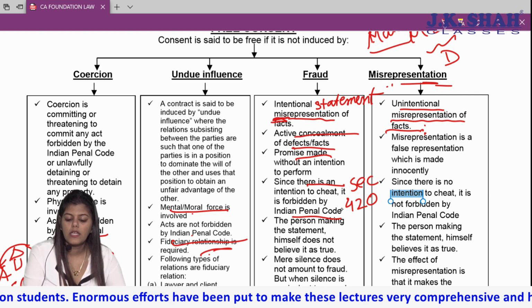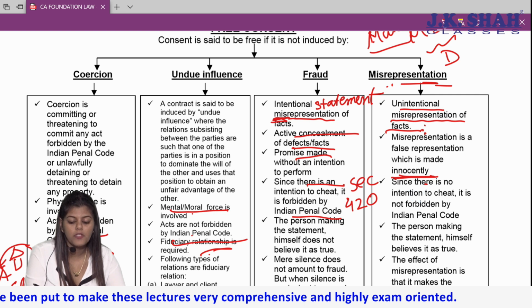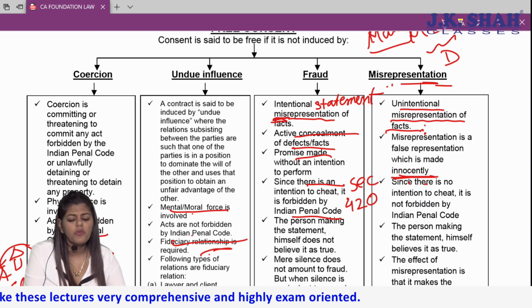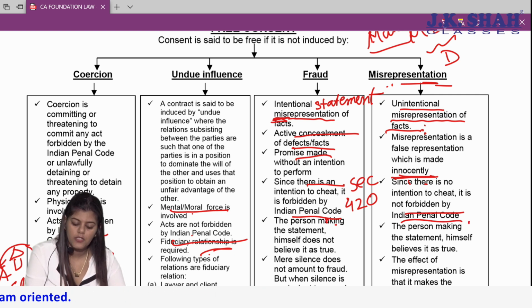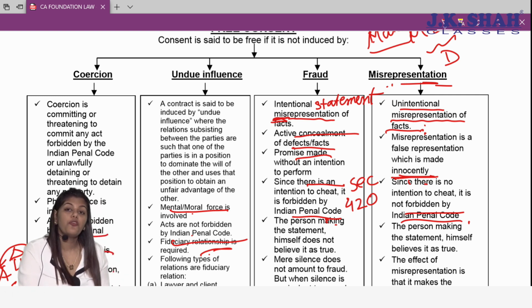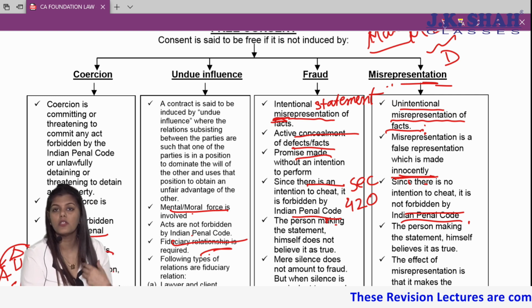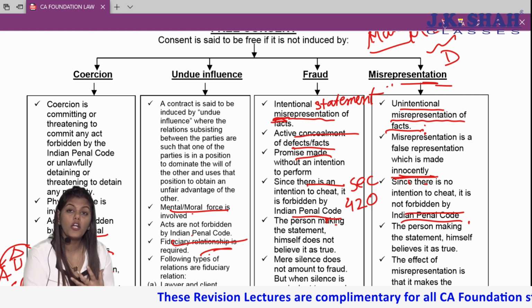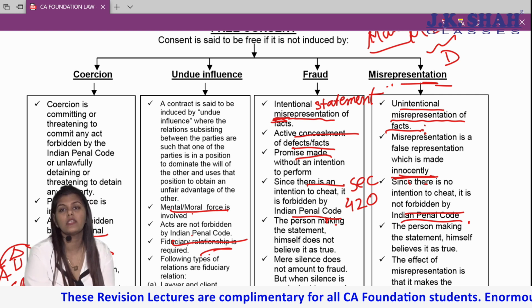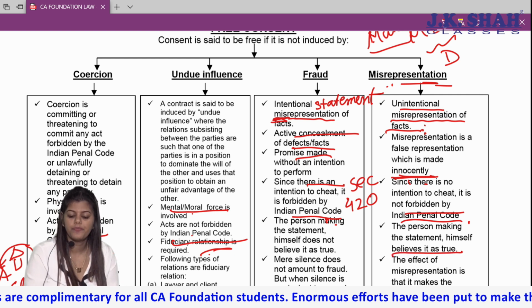Then, in this case, since you make this innocently, I'm talking about misrepresentation now, it is not forbidden by IPC. But in fraud, it is forbidden by IPC. In fraud, the person who makes the statement knows that his own statement is wrong because he has done this purposely. So the person making the statement does not believe it as true because he knows he is lying. But in case of misrepresentation, he believes it to be true.